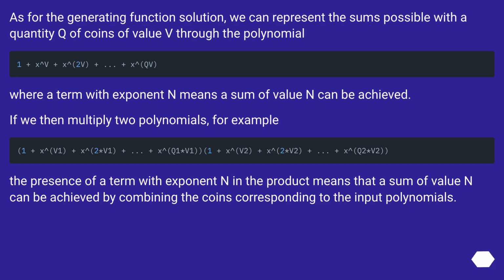As for the generating function solution, we can represent the sums possible with a quantity q of coins of value v through a polynomial, where a term with exponent n means a sum of value n can be achieved. If we then multiply two polynomials, the presence of a term with exponent n in the product means that a sum of value n can be achieved by combining the coins corresponding to the input polynomials.